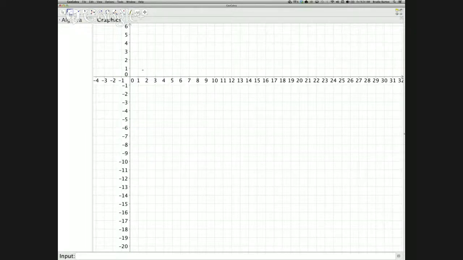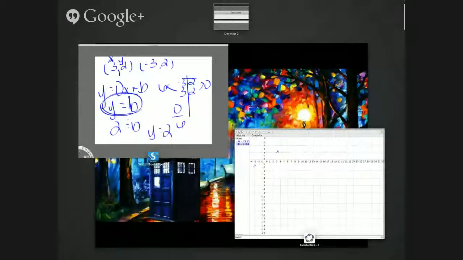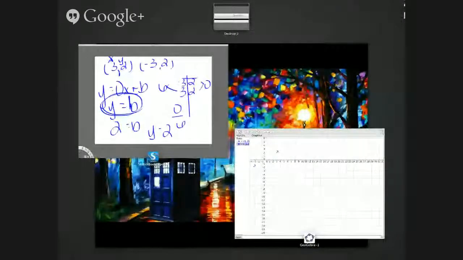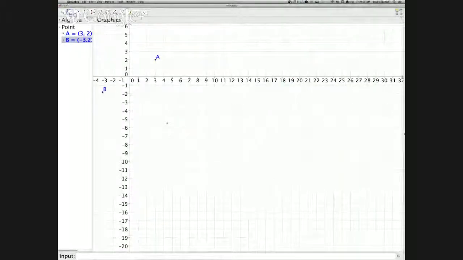Grid. It was 3, 2, and negative 3, 2. Negative 3, negative 2. Wait, did I write the wrong thing? I think I did. Yes, I did. I didn't see that I had written a negative. Yep, I wrote the wrong thing. Okay, sorry. Well then we'll do this one this way. So my answer was incorrect for this one.